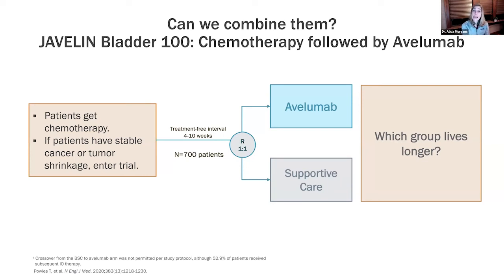And as long as they had cancer that had been stable, so no growth, no spread, or if the tumor shrank, they could then get, in this trial, either avelumab, an immunotherapy every 2 weeks, or supportive care. So pain control and nutrition management and all the normal things that we do just to support people, but nothing directed against the cancer.